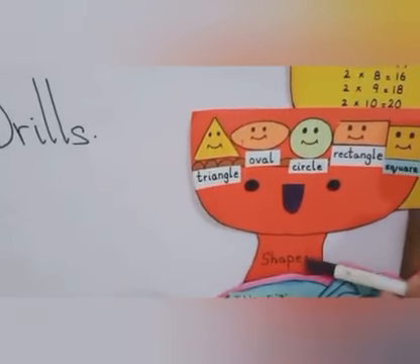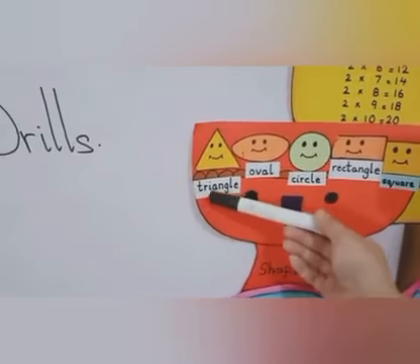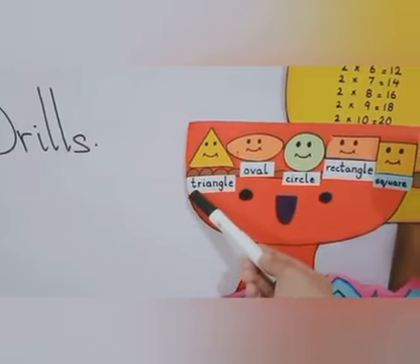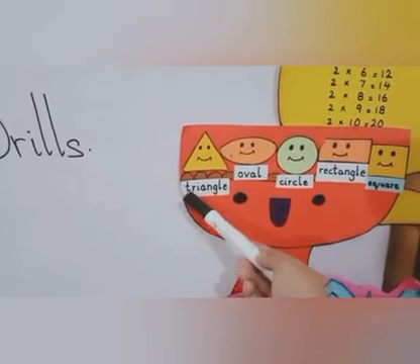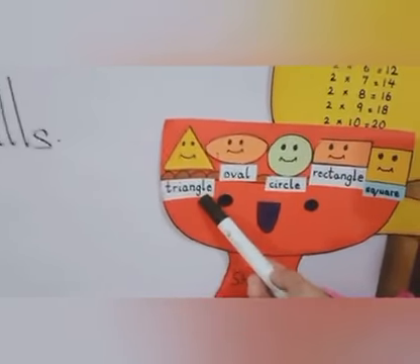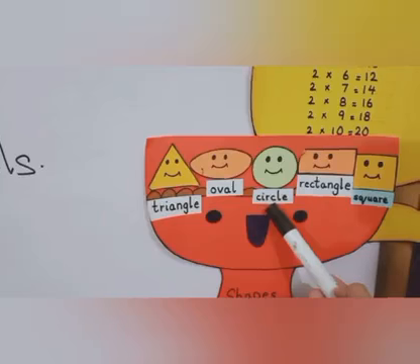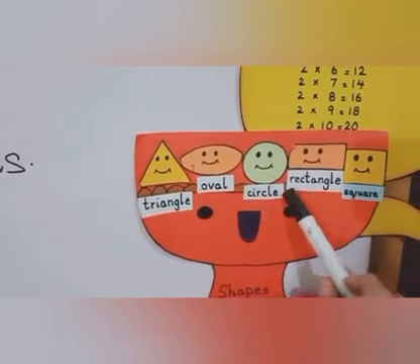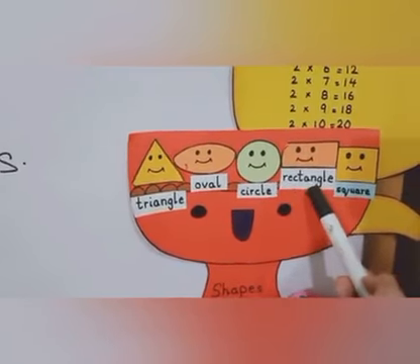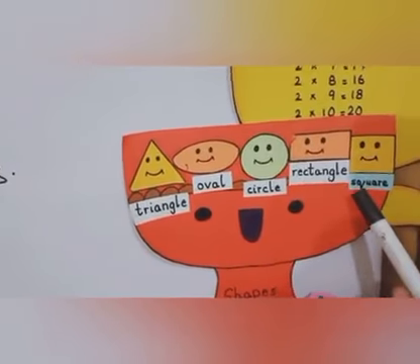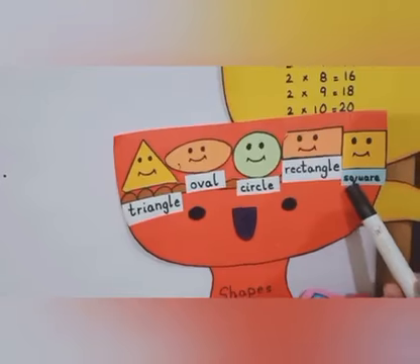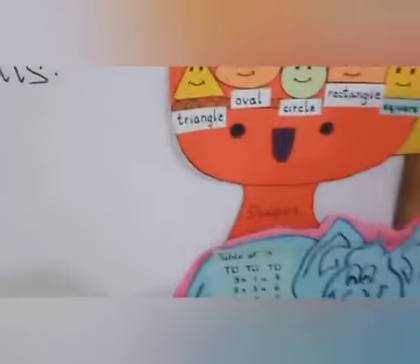Now we will do the oral drill of shapes. Which shape is this? Triangle. What is the spelling of triangle? T-R-I-A-N-G-L-E, triangle. Oval, O-V-A-L, oval. Circle, C-I-R-C-L-E, circle. Rectangle, R-E-C-T-A-N-G-L-E, rectangle. And last one is square, S-Q-U-A-R-E, square.